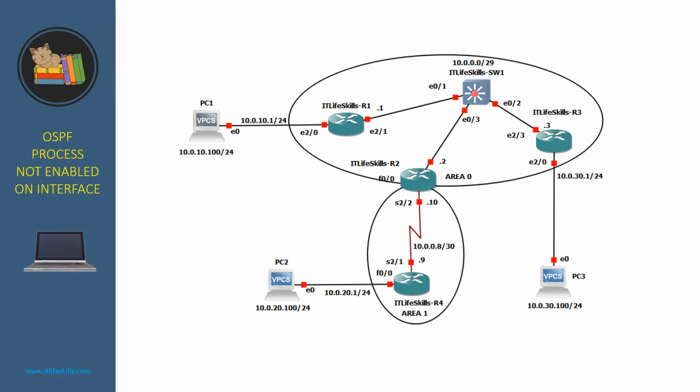When the OSPF process is running on a router, but it is not enabled on interfaces, especially the interface that connects to neighbor routers, then the neighborship will not be formed on that interface. Let's remove the OSPF process on the interface F0/0 on IT LiveSkill Router 2 to see what happens.